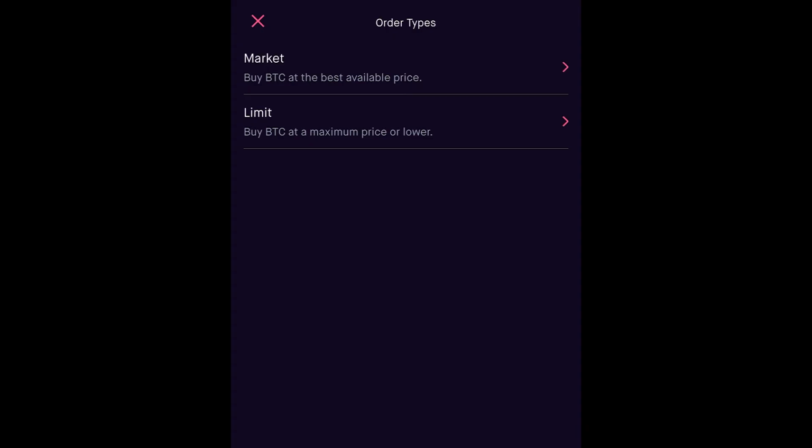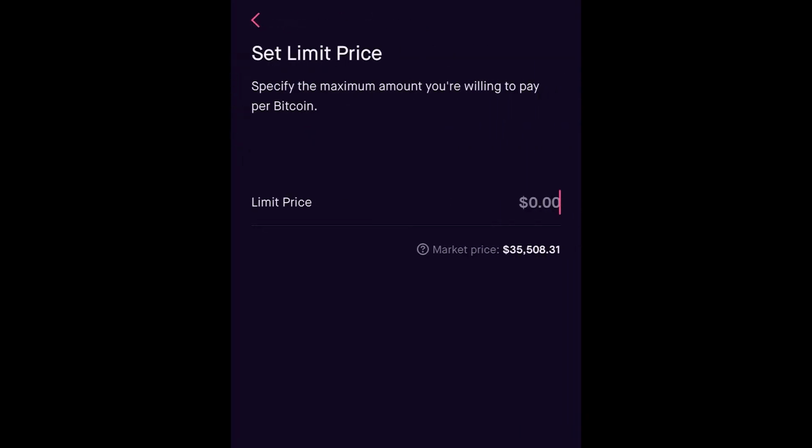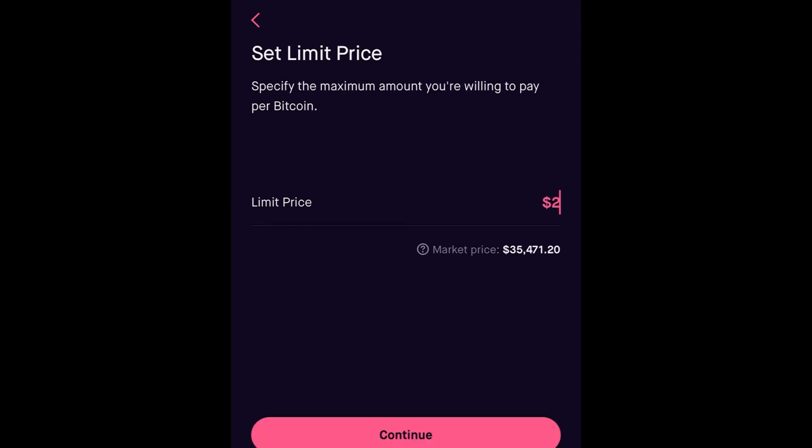So if you were trading at $36,000 per Bitcoin and you only wanted to buy it at $20,000, which would be significantly lower than what it's currently trading at, but if that's what you wanted to buy it at because that's what you felt comfortable, then you're going to set a limit. So we're just going to click on limit here. And at this point, we're going to set our limit price. So we're looking at the actual current value right now at $35,500 something. So let's just go down to $25,000, which is probably not going to happen today, but we're going to continue.